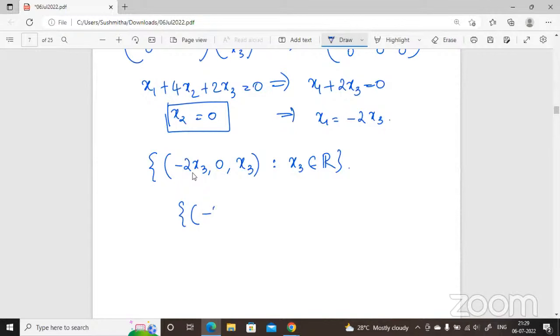-2, 0, 1. Yes, -2, -1, 0, 0, 1. Yeah, yes, that's fine. All. This is the basis for null space.